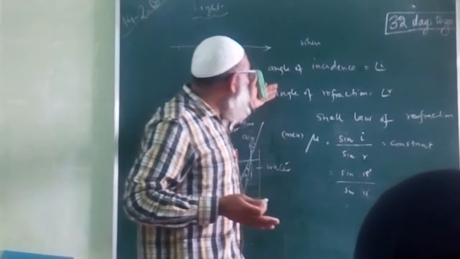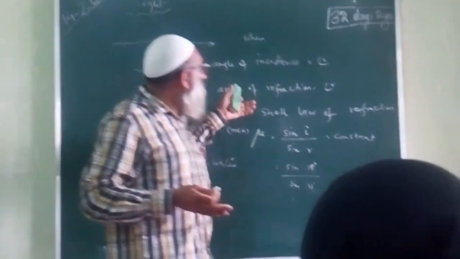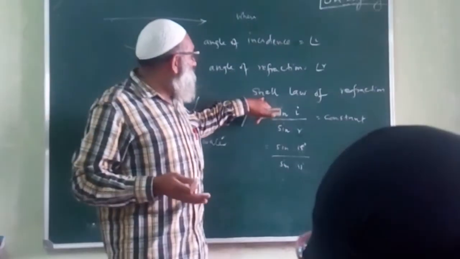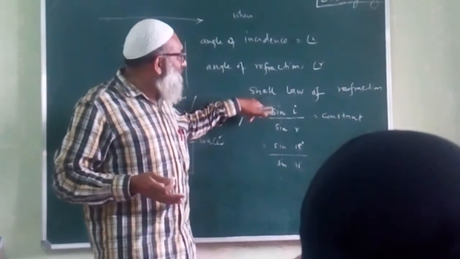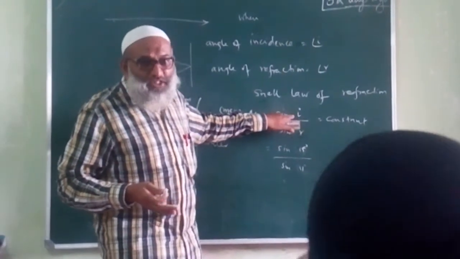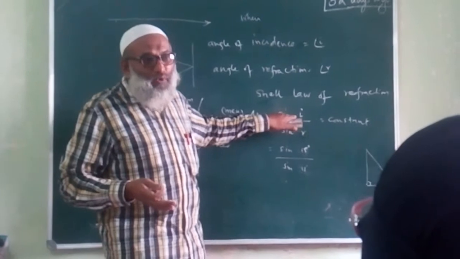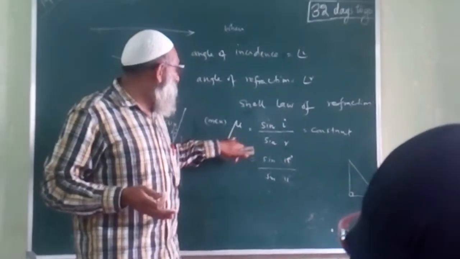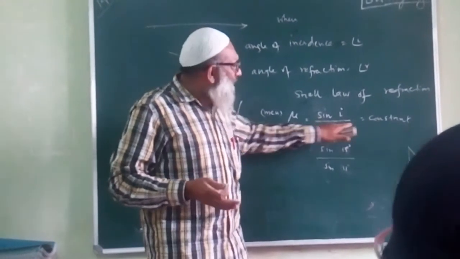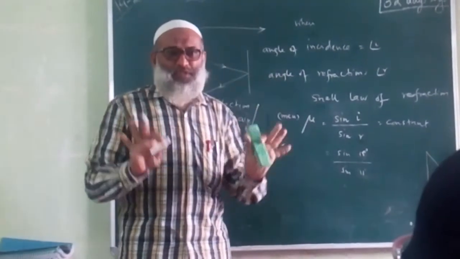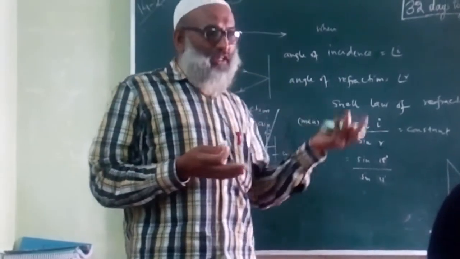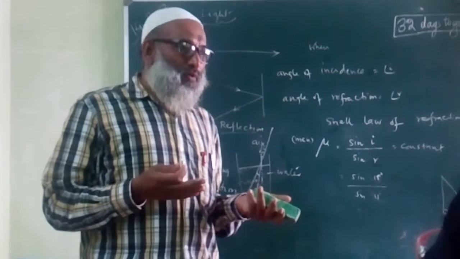It may change. When light passes from one medium to another medium, we have this property called refraction. The scientist Snell gave a relationship between the angle of incidence and the angle of refraction, given as mu is equal to sin i by sin r, and it is always constant for a particular substance. Water will be the same, glass is the same, copper, diamond, all of those are the same.